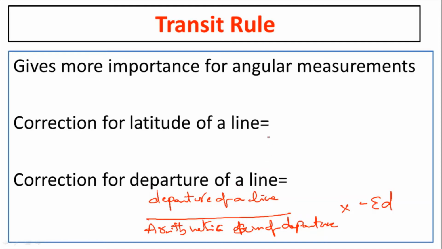Okay, so remember that as per the Bowditch rule, correction for latitude of a line is directly proportional to length of the line, and as per transit rule, correction for latitude of the line is directly proportional to what? Latitude of the line. So this is very important. This is the main difference between Bowditch rule and transit rule. As per the Bowditch rule, correction for latitude of a line is directly proportional to length of the line. As per transit rule, correction for latitude of the line is directly proportional to latitude of the line. Okay, that's the thing.